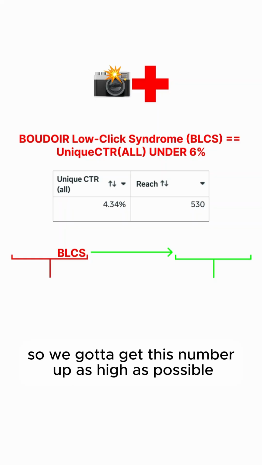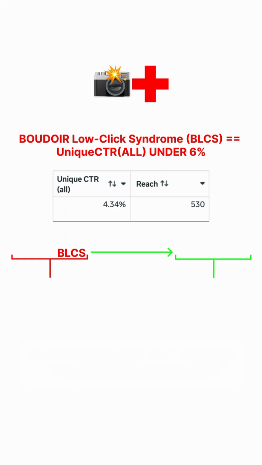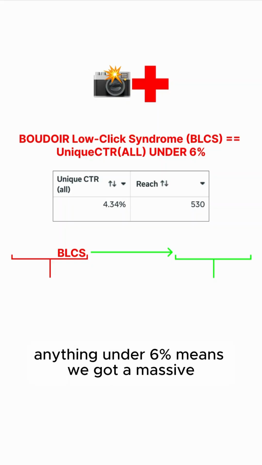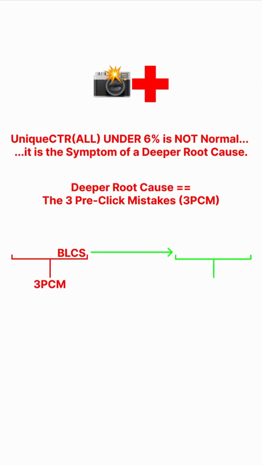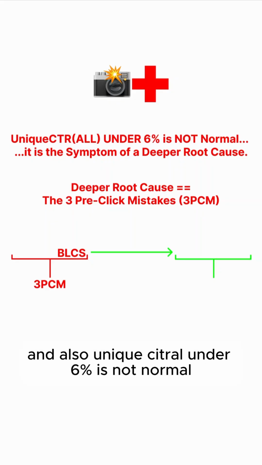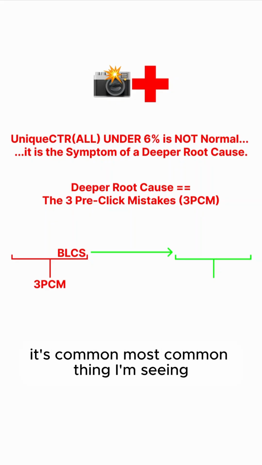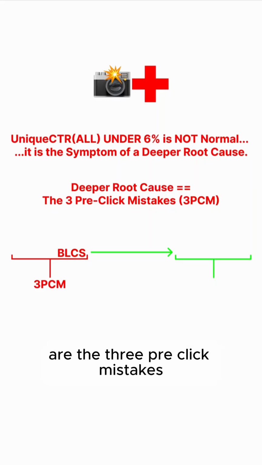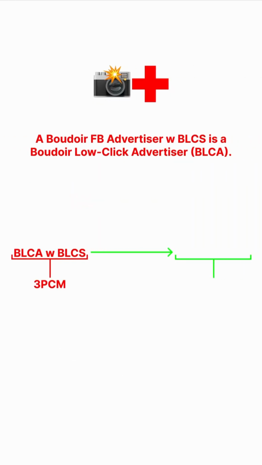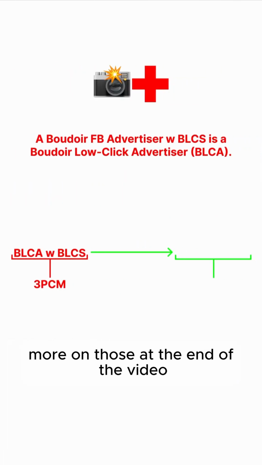So we got to get this number up as high as possible. That's the goal. And anything under 6% means we got a massive, massive, massive problem. Also, unique CTR under 6% is not normal. It's common, the most common thing I'm seeing, but it's a symptom of a deeper root cause. And the deeper root cause are the 3 pre-click mistakes. More on those at the end of the video.